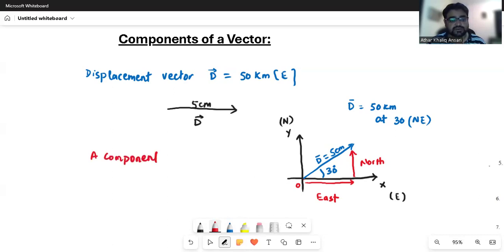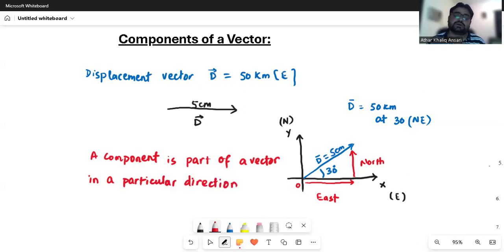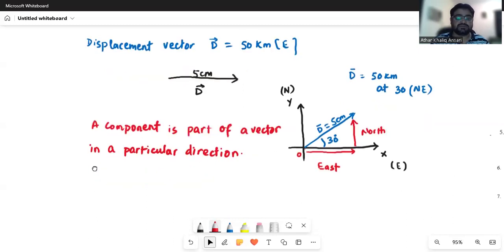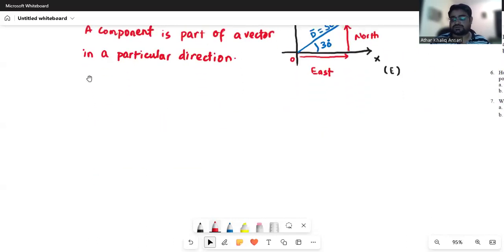A component is a part of a vector in a particular direction. So when you talk about this particular direction, it may be toward east, toward north, toward positive x direction, toward negative x direction. Depending upon this, any vector can be described in components in this way.